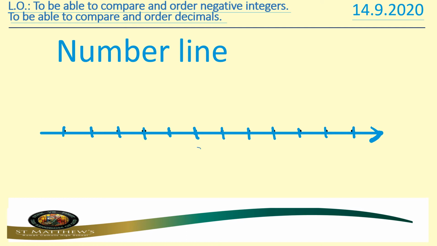Somewhere in here in the middle, I'm going to put a 0. Then, as we move to the right, the numbers go up. I'm going to put only integers on the number line. So we've got 1, 2, and so on. Now, I'm going to write something incredibly easy.